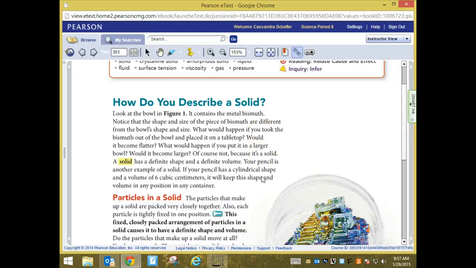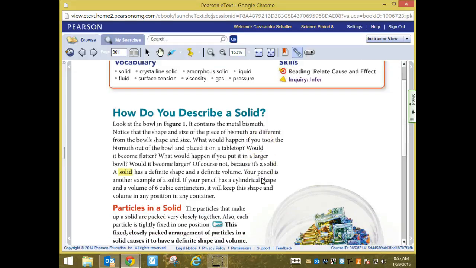Hi, 6th grade. Today we are going to be starting our reading for our notes on states of matter. This video is just making it through solids. So we're starting on page 301. Let's go ahead and take a look at what we are going to be reading about.